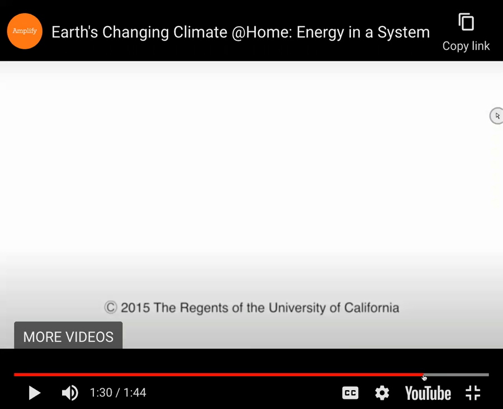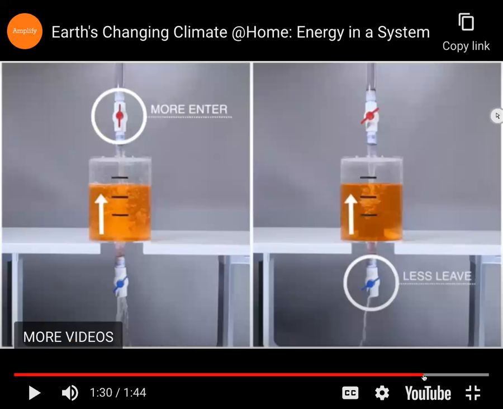I like this picture right here. This is a great one to just put this photograph comparison in your mind. How can we raise the level in this tank? Well, we can make sure that more comes in than leaves. So we have a bigger arrow coming in and a smaller arrow leaving.